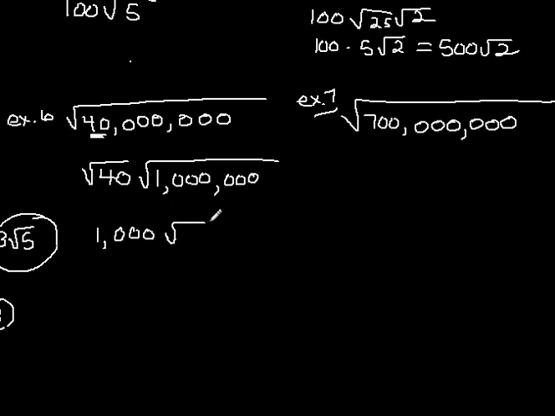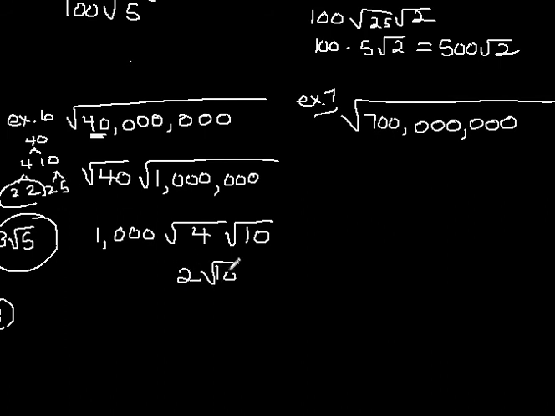40 can be separated into 4, square root of 10. We can do our little tree if that makes you happier. We would have 4 times 10, 2 times 2, 2 times 5. We would circle a pair of 2's. So the 2's would come out, and we would have this left, square root of 10, times 1,000. And then you still have to simplify this. 2,000 square root of 10.